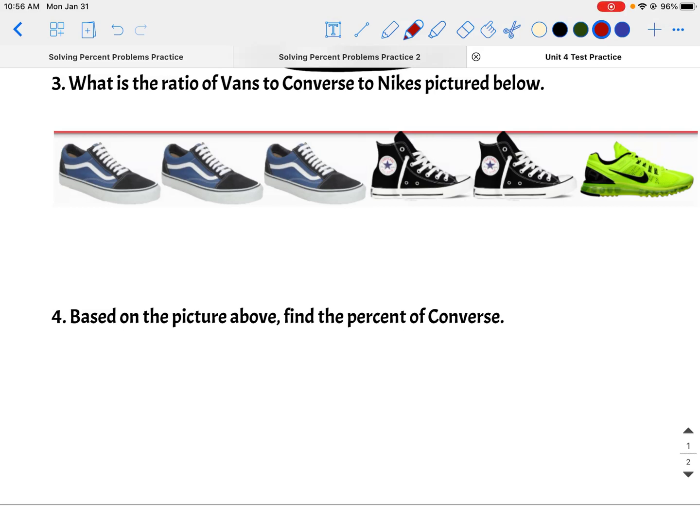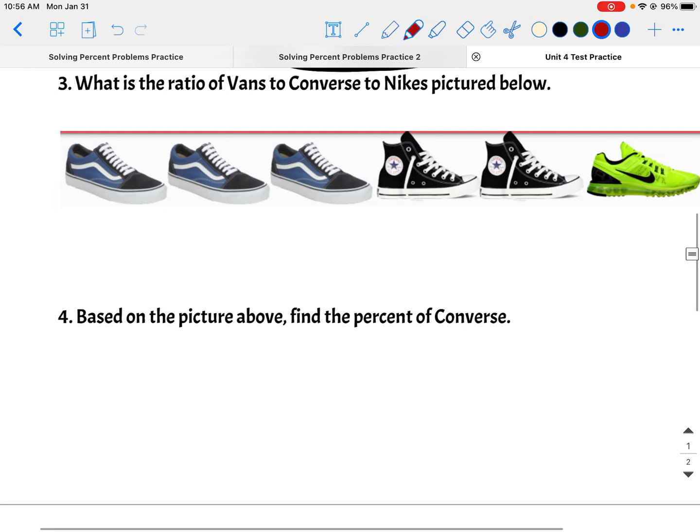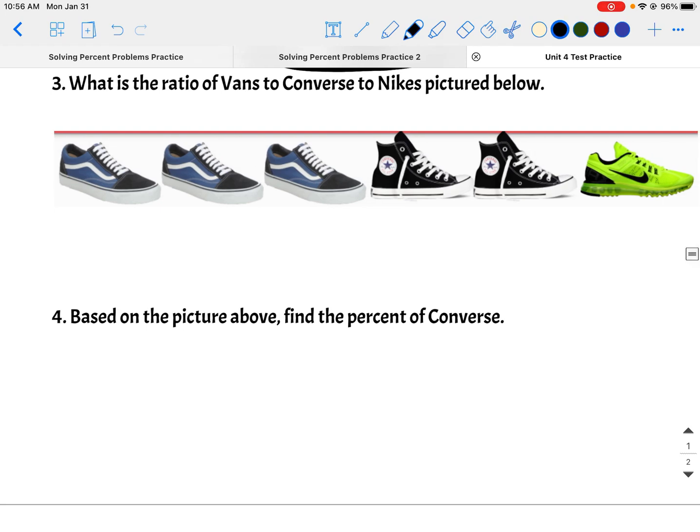All right, let's work on numbers 3 and 4. What is the ratio of Vans to Converse to Nikes pictured below? Remember, for ratios, the most important part to make sure we're not making a silly mistake is the order. So we want to make sure that Vans goes first, then Converse, then Nikes. Well, when we're looking at this photo, we actually see that Vans is first, right?